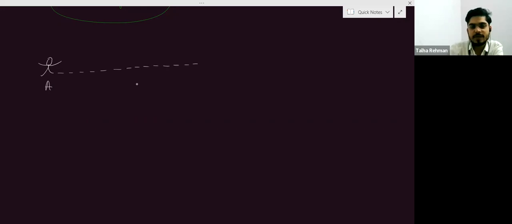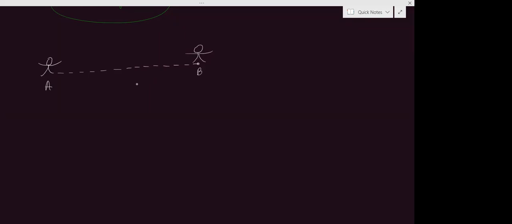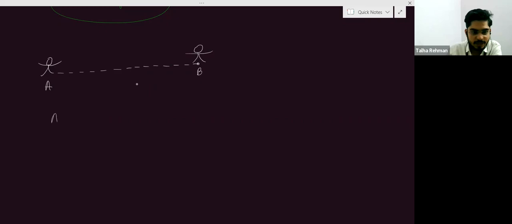Like this, and finally this person stops here. Finally this person stopped here, and this position is the B position, and this AB length covered by this person is the distance.